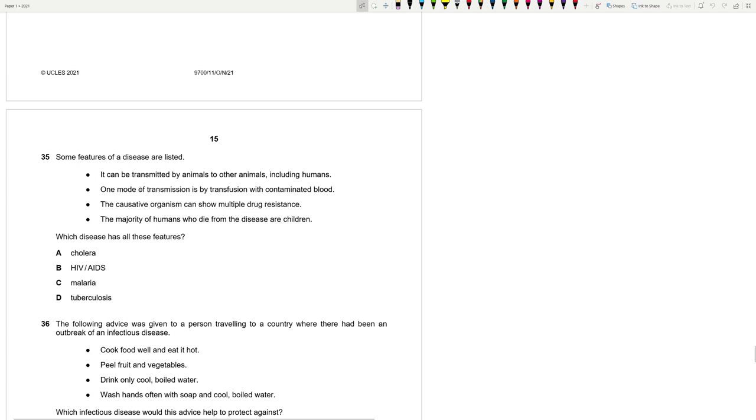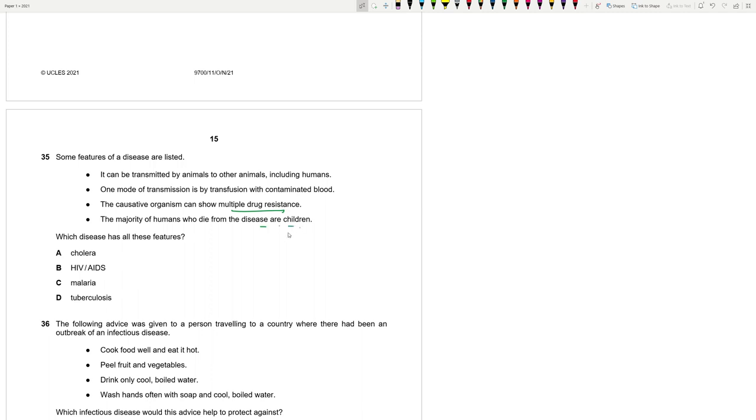Still, some features of a disease are listed. It can be transmitted by animals to other animals, including humans. One mode is transfusion with contaminated blood. The causative agent can show multiple drug resistance. So this is the nail in the coffin. The majority of humans who die from the disease are children. So let's try to think about this.